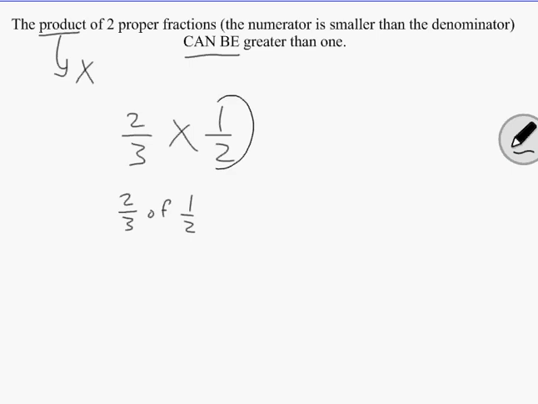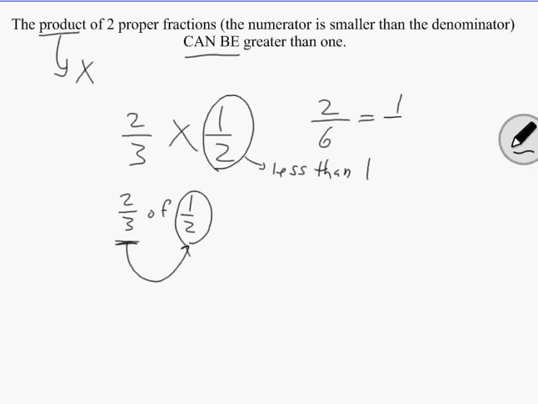Whatever this fraction is here, if it's proper, it's always going to be less than 1. A proper fraction simply means it's less than 1. So you're taking a fraction of a number that's already less than 1, which means you're getting something less than this fraction here. When you take a fraction of a fraction, you'll have something less than the second fraction. If you multiplied it all out, you'd have 2/6, which is actually a third. So 2/3 of a half is a third, which is less than 1.